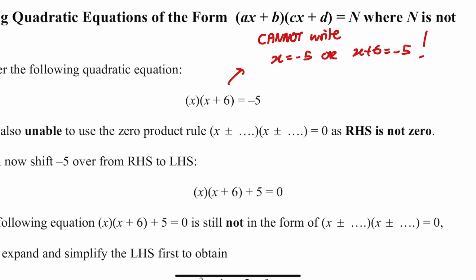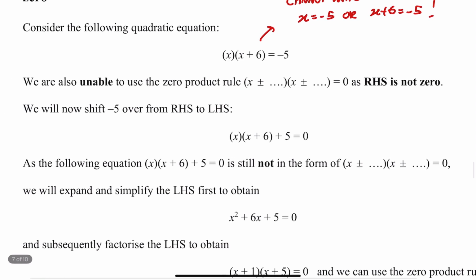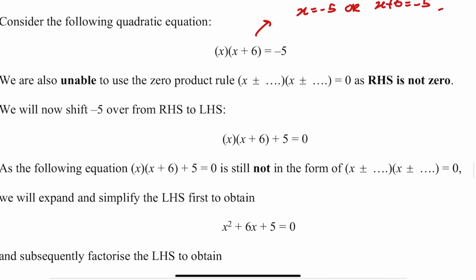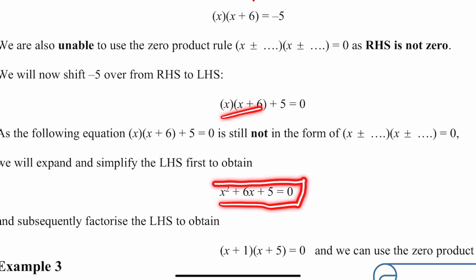When I have something times something not equal to 0 anymore, I cannot write that one factor is equal to negative 5 or the other factor is equal to negative 5. There is no rule for such. So then the next question is, how? What you should do is to expand out everything here. Add 5 to both sides of the equation to get this form over here, x squared plus 6x plus 5 equals to 0.